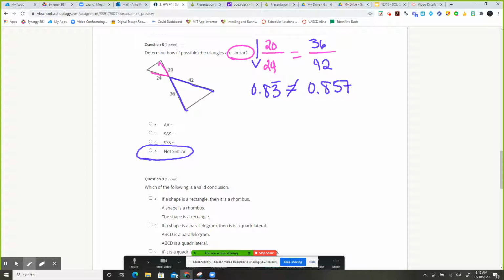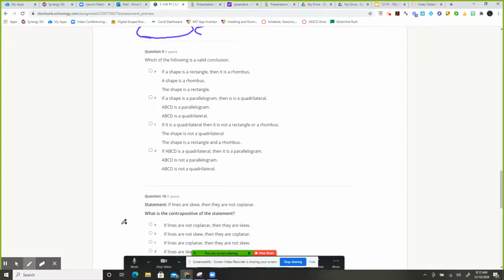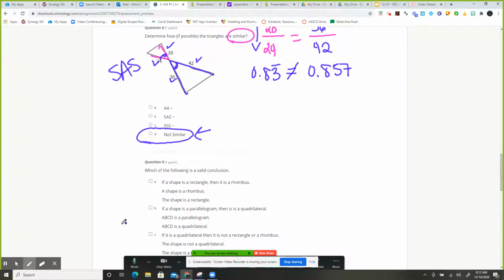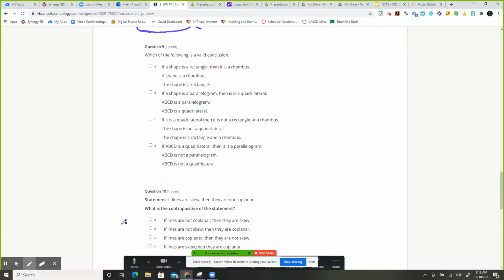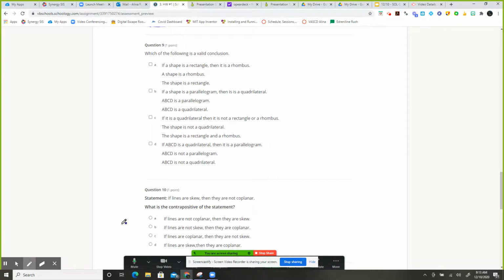If they were equal, then we could say side, angle, side, because I've got a side and a vertical angle and a vertical angle, and then another side and another side. So this is either going to be side, angle, side, if the proportion is true, or not similar if it's not true. Questions on that? Did I go too fast? We've covered so much material so far this year. There's just so much to review.